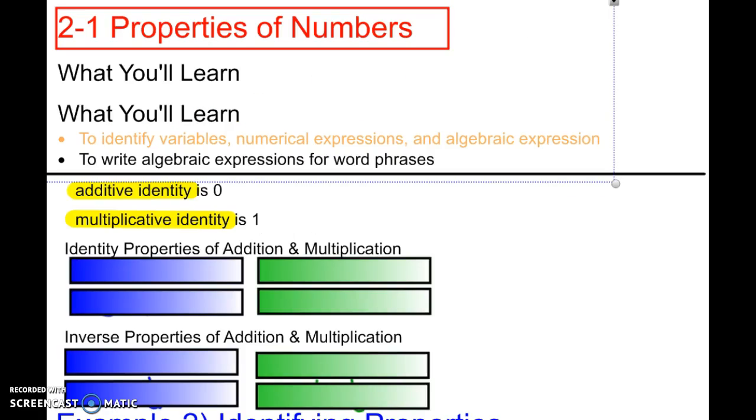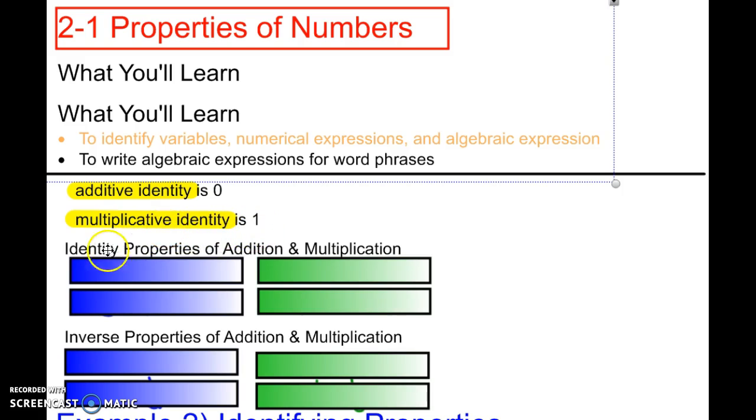Next, we're still going to focus on identifying properties in numerical expressions and algebraic expressions. First, we need to cover what an additive identity is. The additive identity is 0, and the multiplicative identity is 1, which means if I add 0 to a number, I get that same number, and if I multiply a number by 1, I get that same number.